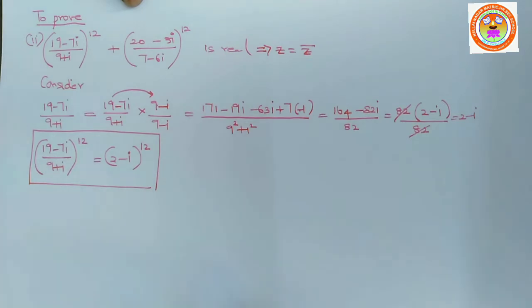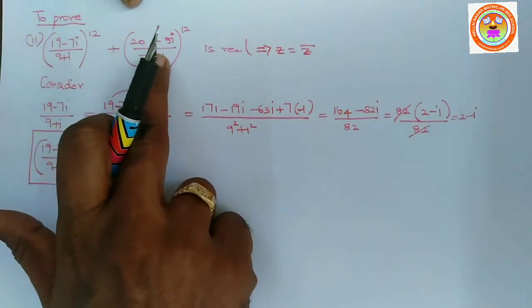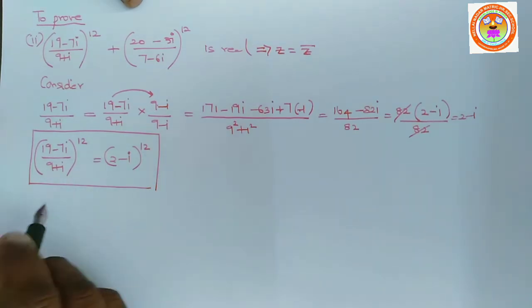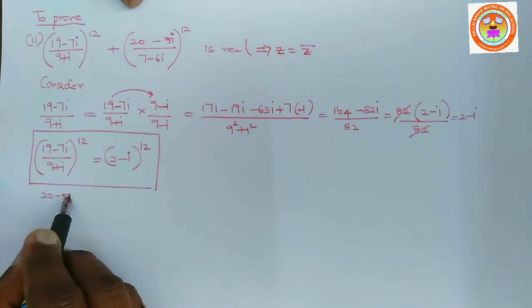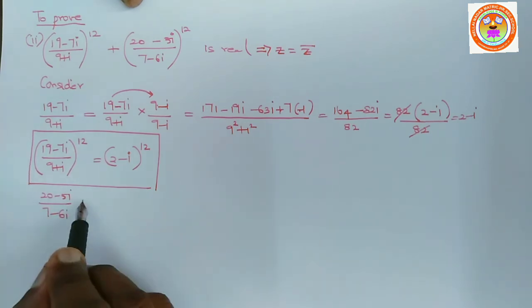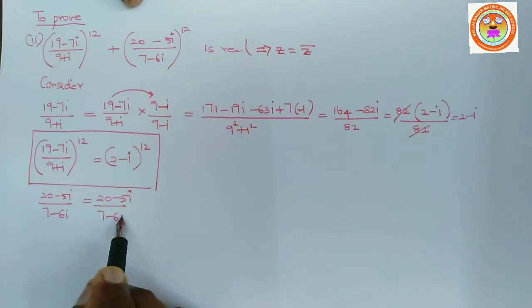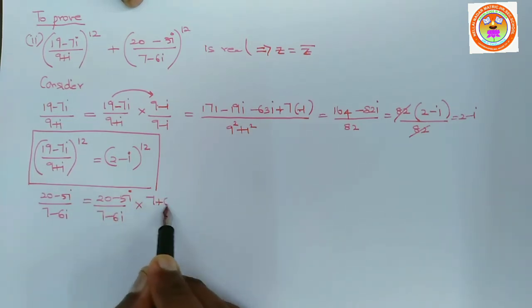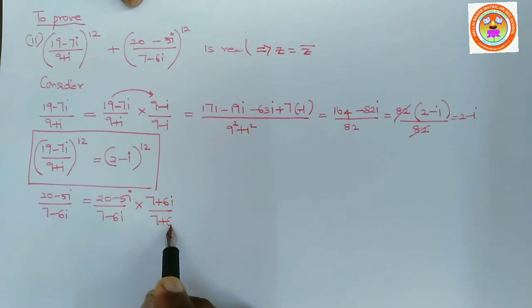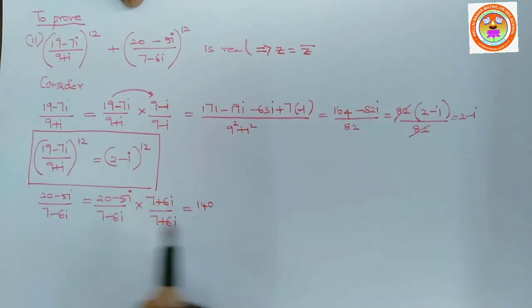This is the part 1. I am taking this part alone, and the same thing for this part. I am going to take this part alone without power. (20 minus 5i) divided by (7 minus 6i) is equal to the conjugate: (20 minus 5i) divided by (7 minus 6i), multiplied by (7 plus 6i) divided by (7 plus 6i), is equal to 7 twos are 14, 140.